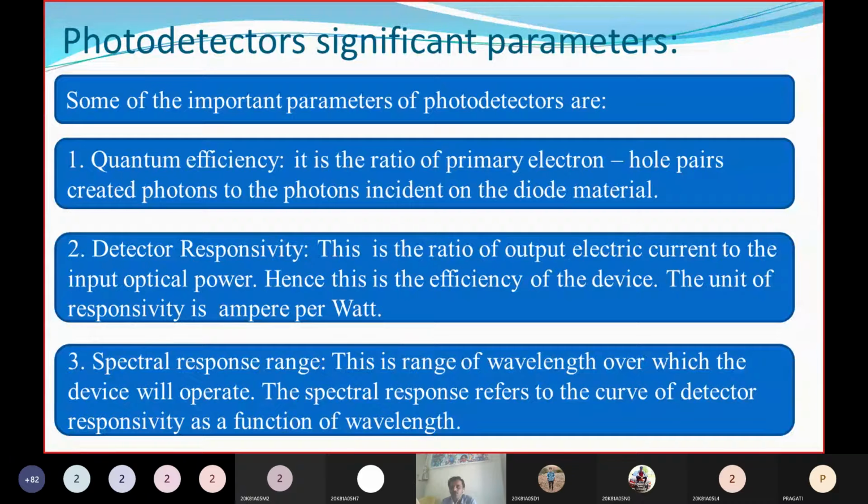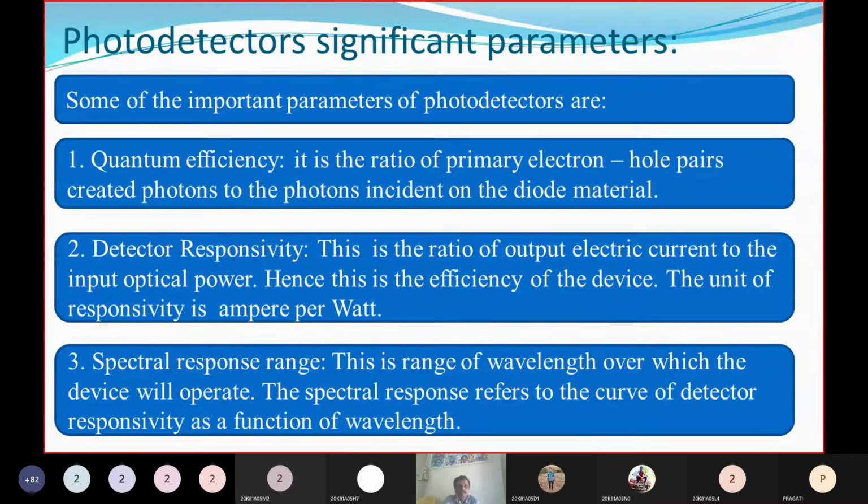Ampere per watt. Okay, now next one, spectral response range.